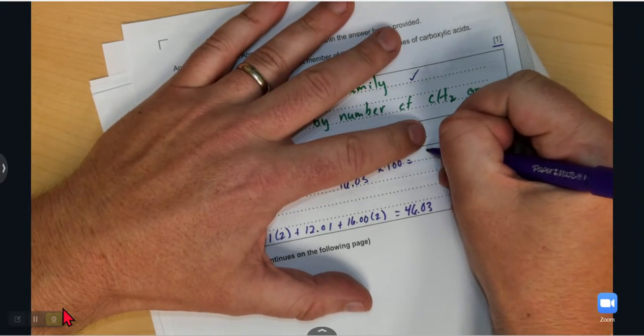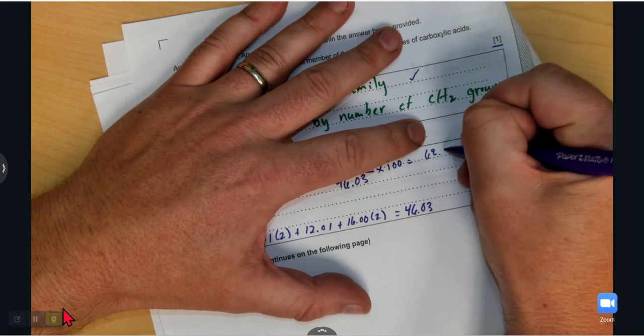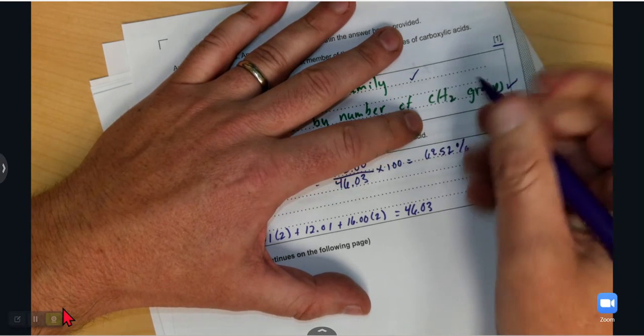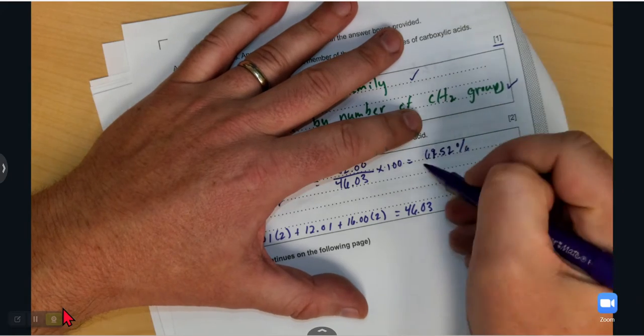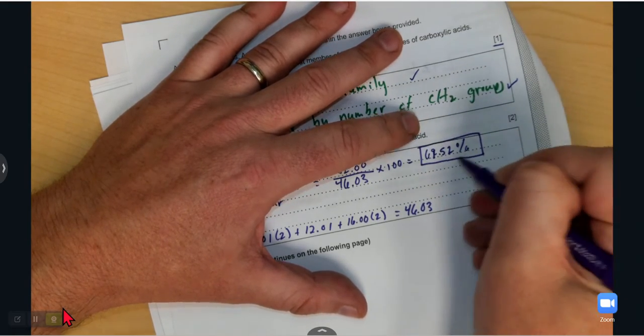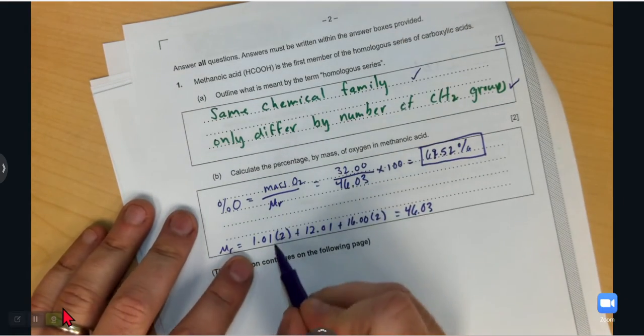And that's going to equal 69.52%. So why 2 decimal places? Because everything had 2 decimal places.